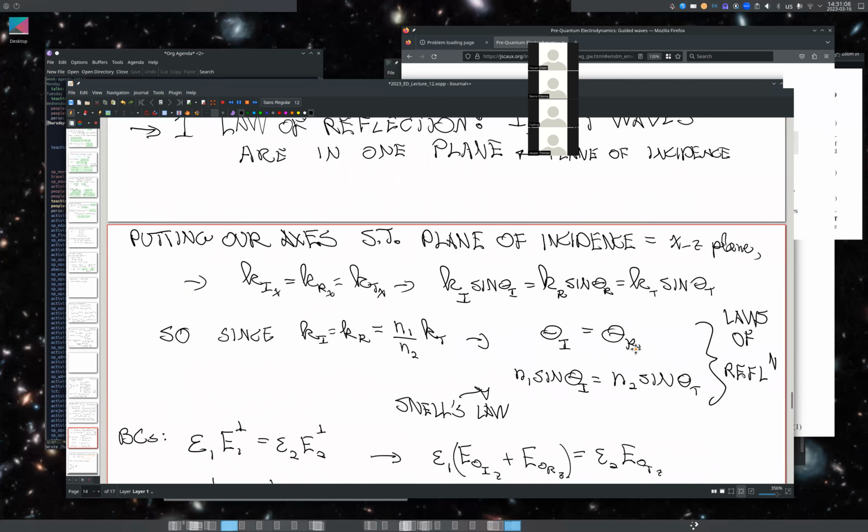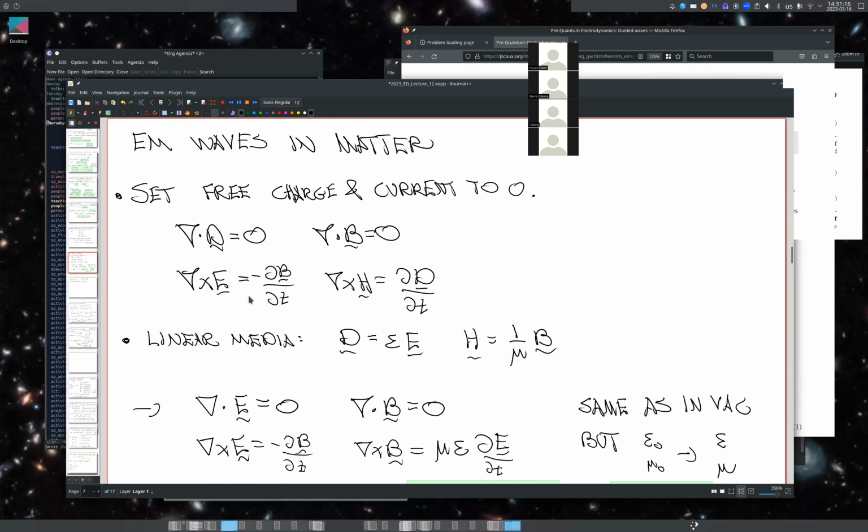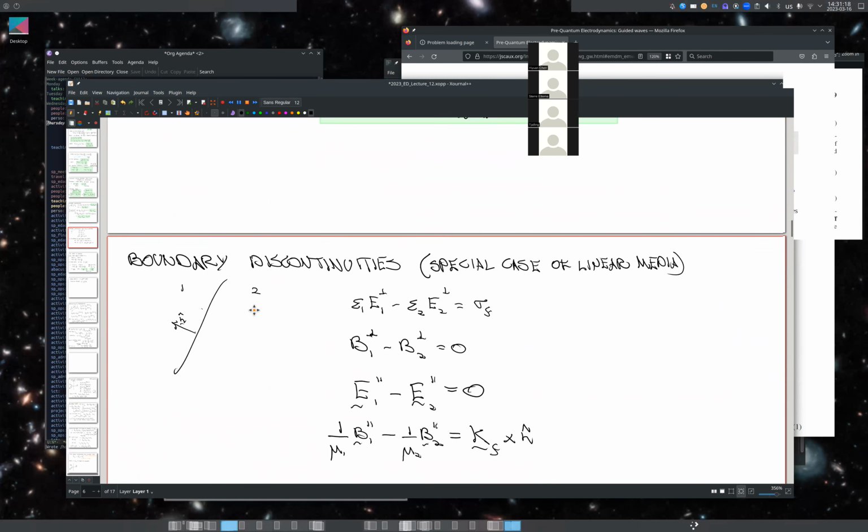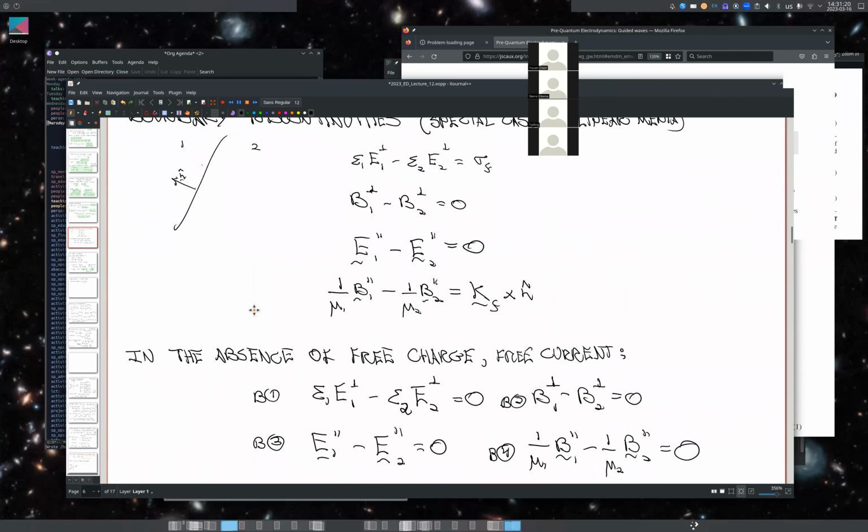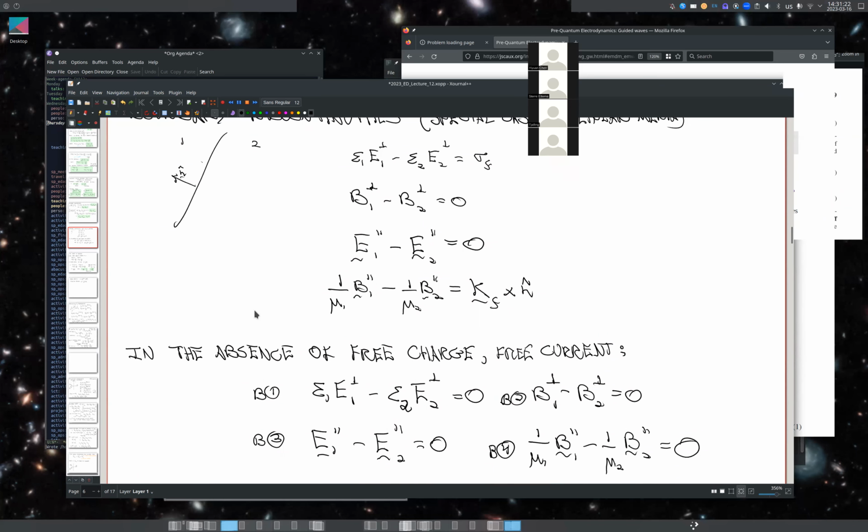So let's just rehash. I'm going back to what we had last time with the boundary conditions. What we are solving are these boundary conditions that we wrote down last time. Now we assume at the interface between the two media that there is no free charge or free current. So I'm using the lower bit of the equations.